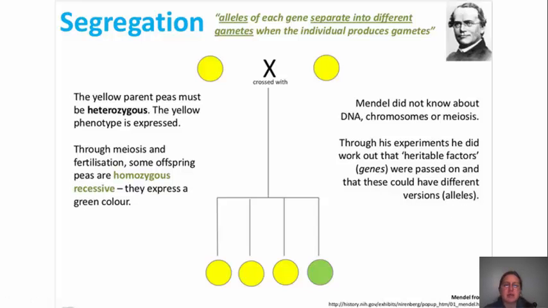But he was able to figure out that there was something different about these yellow pea plants. We know now that they must be heterozygous because we see the yellow phenotype, but we get this recessive green allele. So through meiosis and fertilization, some of our offspring are homozygous recessive, or the green color. So this idea of segregation is that the alleles of each gene separate into different gametes when the individual produces gametes.